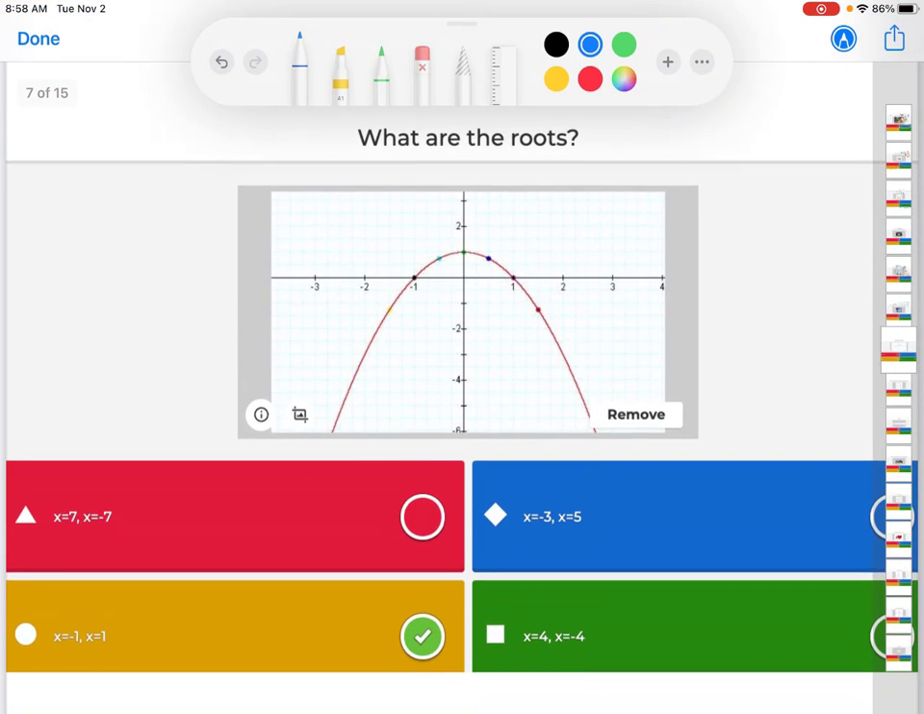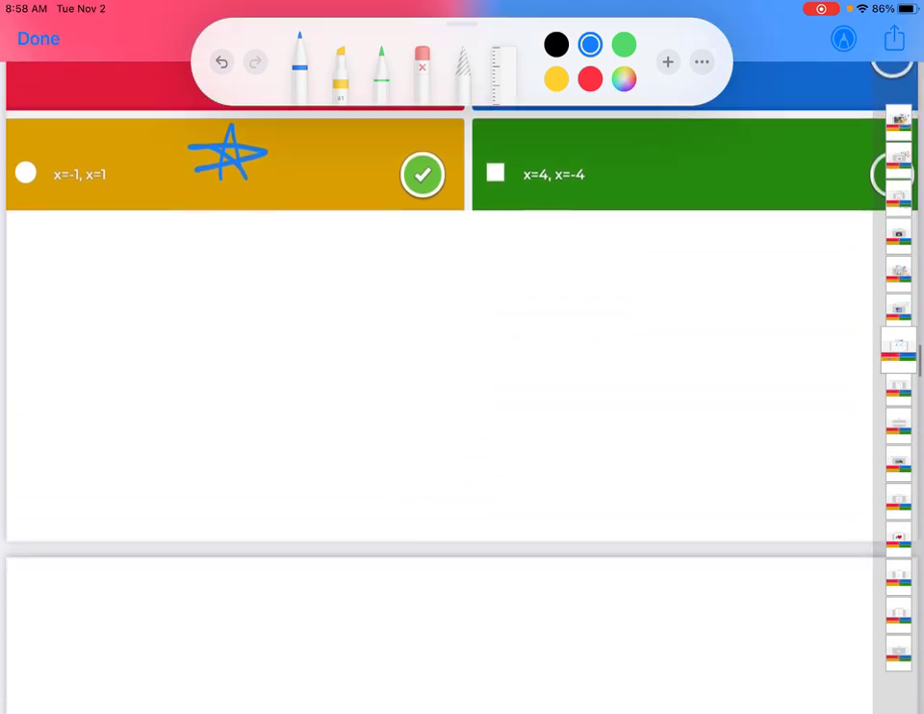Okay, we talked about what are the roots. So essentially the roots are going to be where it crosses the x-axis, so that is 1 and -1, and that would be the yellow one down here.